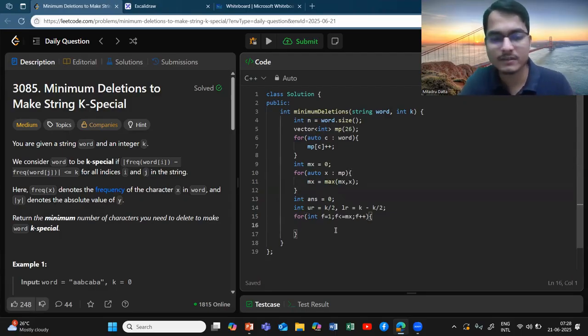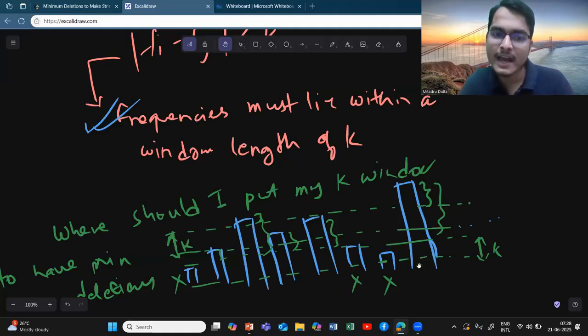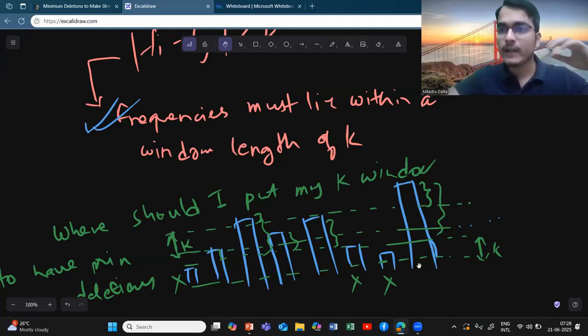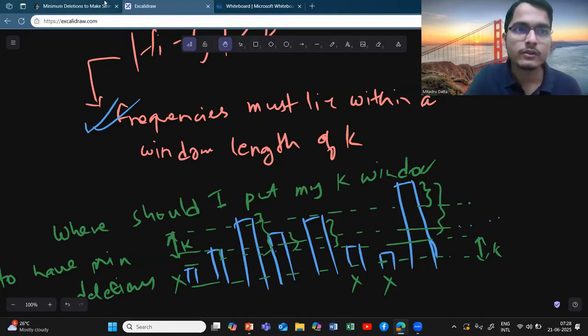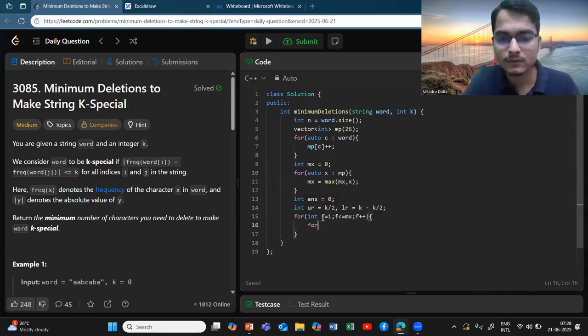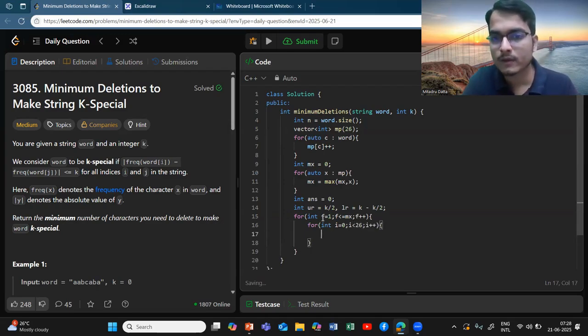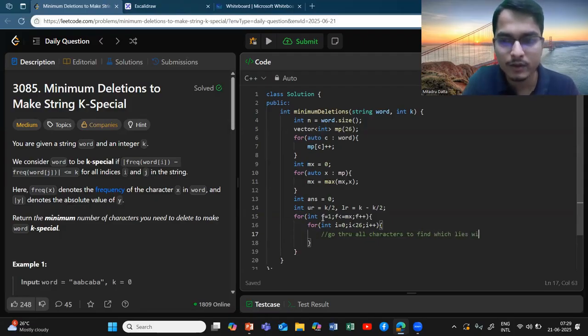I am iterating through all these maximum frequencies, and every time I'm going to go through all the characters and check which is within my window and which is outside my window. Okay, so I will go through all the characters, which is given by i equals 0 to i less than 26. Okay, so I'm going through all characters to find which lies within my window.